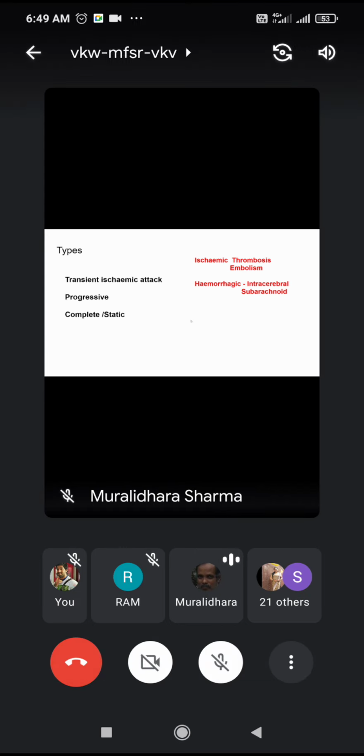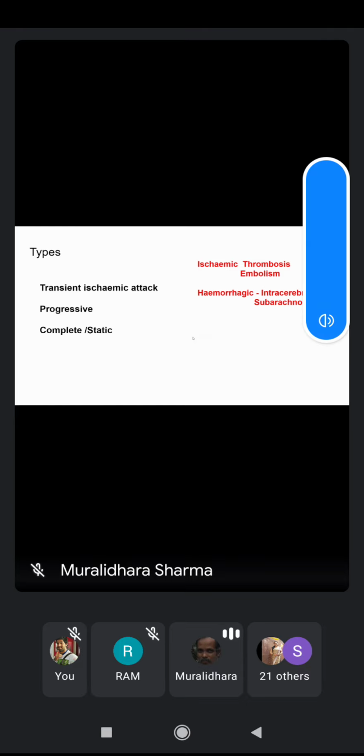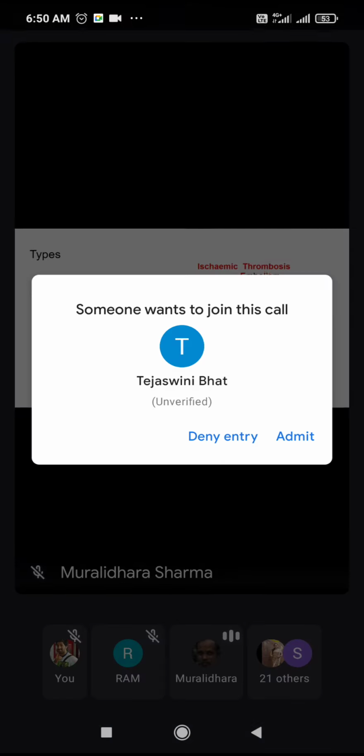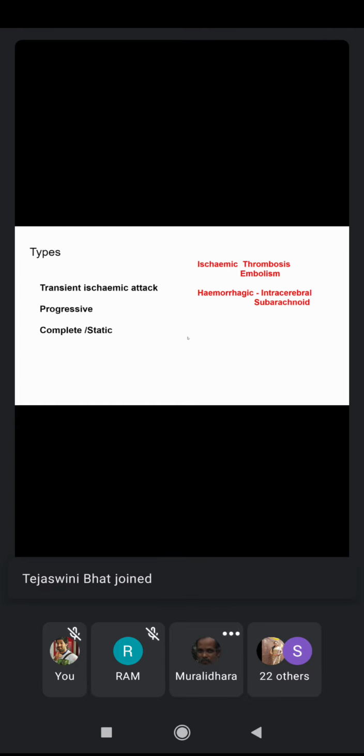Progressive is where the patient comes to you immediately after the stroke and the condition is continuously progressing. I'll deal with that a bit more in detail. Once the patient has a stroke, some areas of the brain may get damaged, but in the surrounding area of that damaged area, the nerves will not be functioning, and this is one of the critical stages. Most of the times, the patients who come to the hospital immediately after the stroke, in the first 2 to 3 days, it's usually progressive.